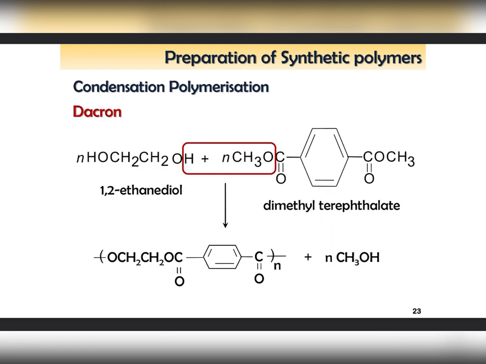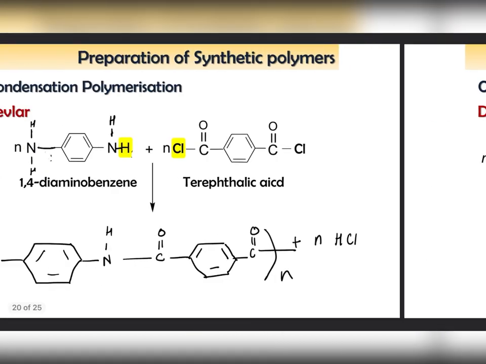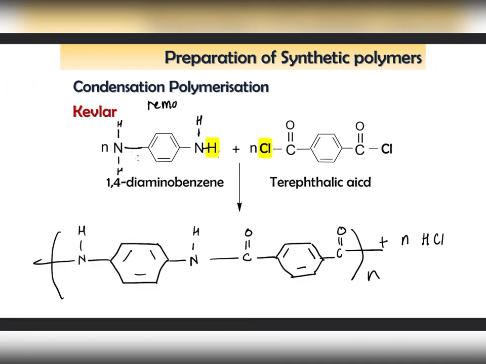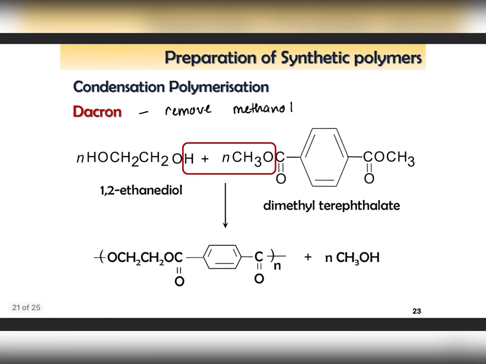So untuk this structure, Dacron. Okay, so kita take note lah dekat sini. We remove methanol. Okay, just now tadi kita remove HCl. Okay, so untuk formation of Dacron, so you have 1,2 ethane diol. Okay, so ini adalah alcohol react with dimethyl terephthalate.